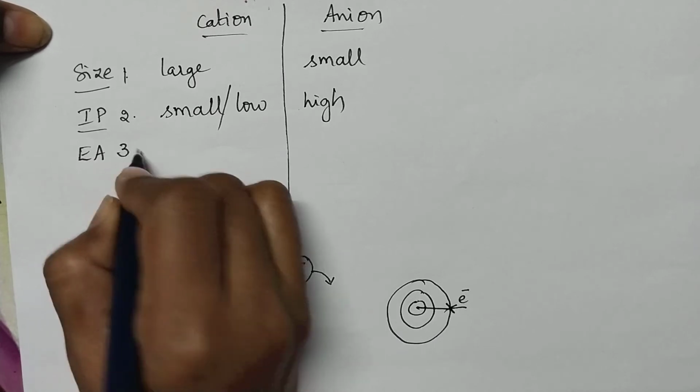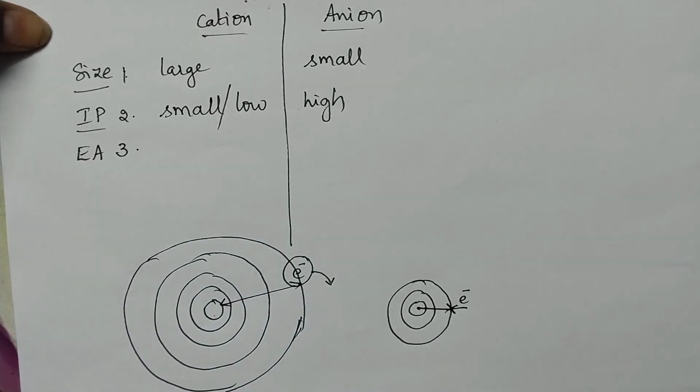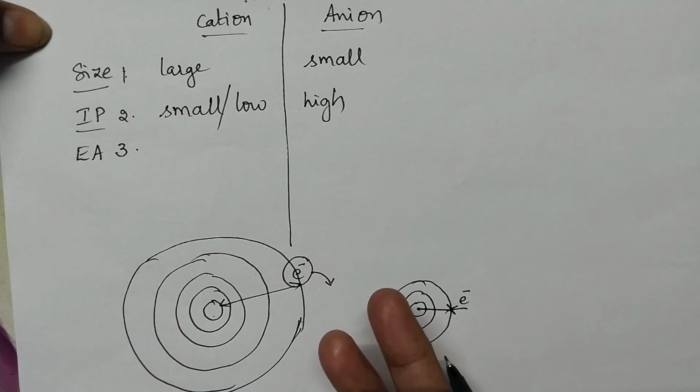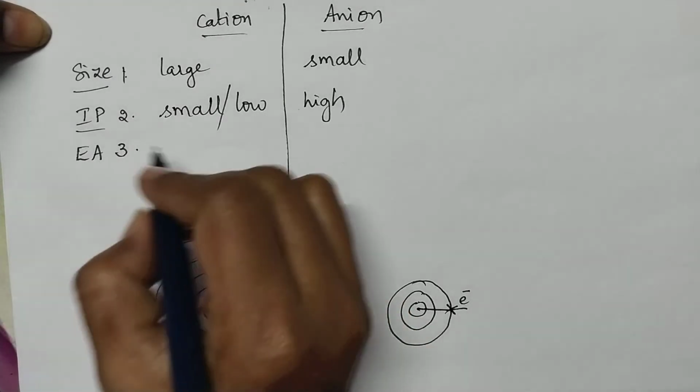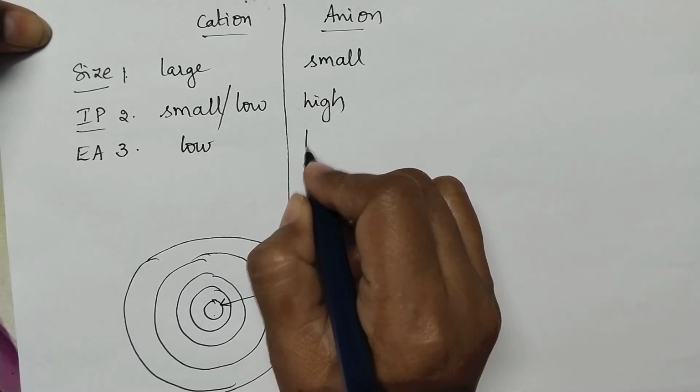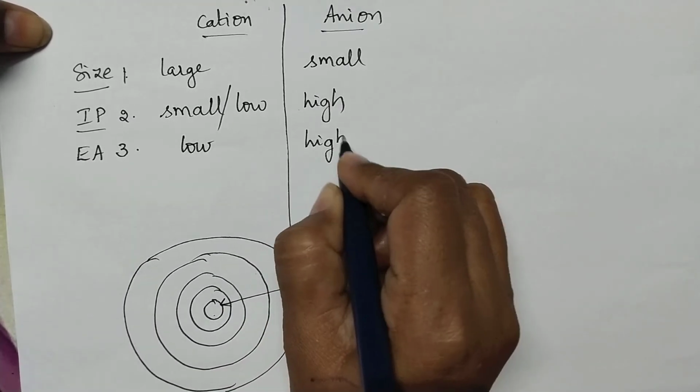Coming to the electron affinity. Electron affinity is the amount of energy liberated when an electron is added to a neutral gaseous atom. So a cation already has an excess of electrons, so it will have no tendency to gain electrons. So the electron affinity of cations is low, whereas that of anions is high.